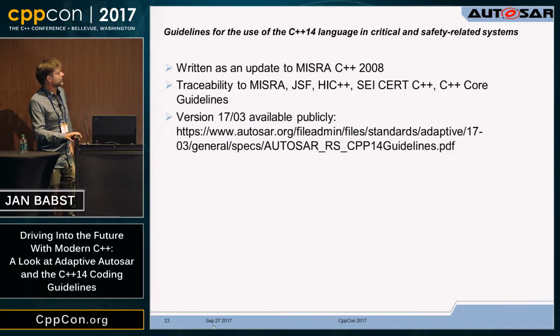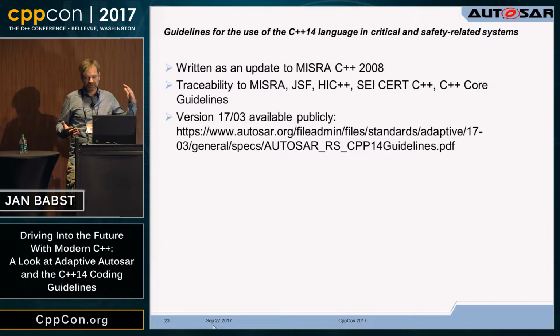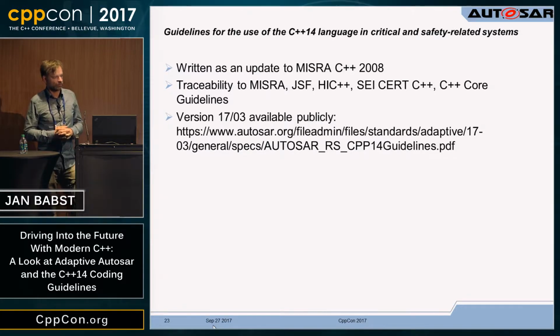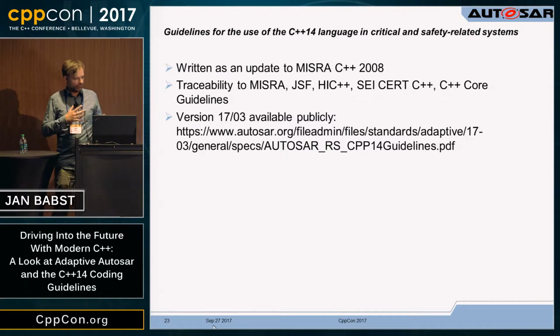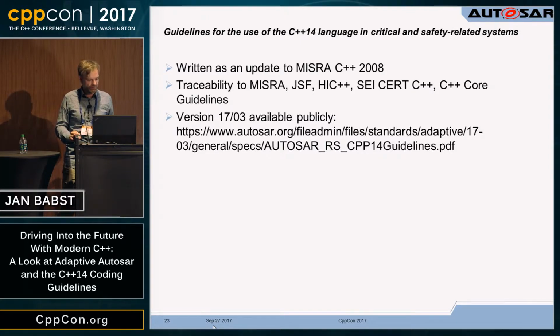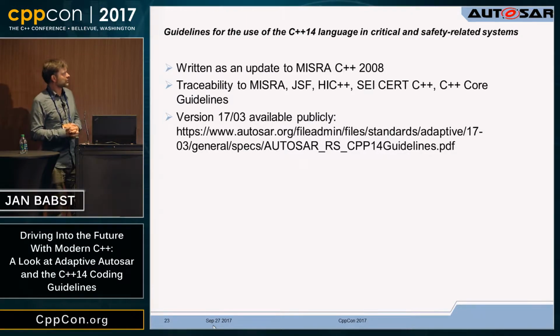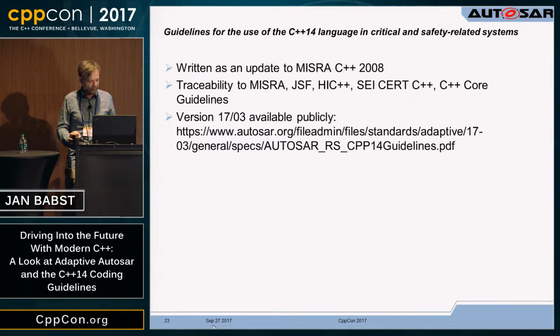And the great thing is that the document we've created contains huge tables of traceability to all the other guidelines. This makes it easier for tool developers or tool configurators to map the Autosar rules to existing rules. There is a version published from March this year. There was the first release of Adaptive Autosar, and the guidelines came along with that. You can download it from this website. It's available publicly.